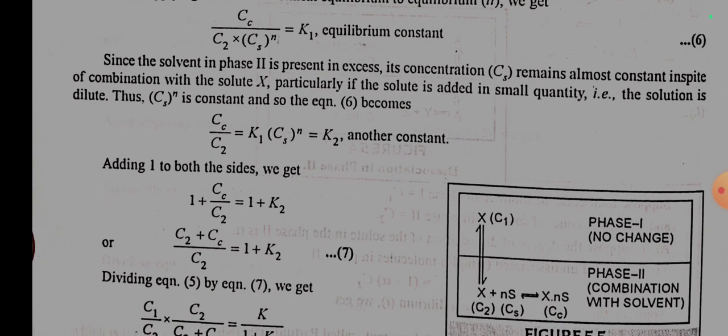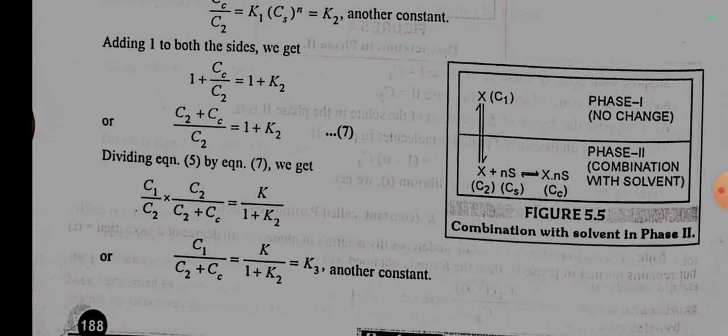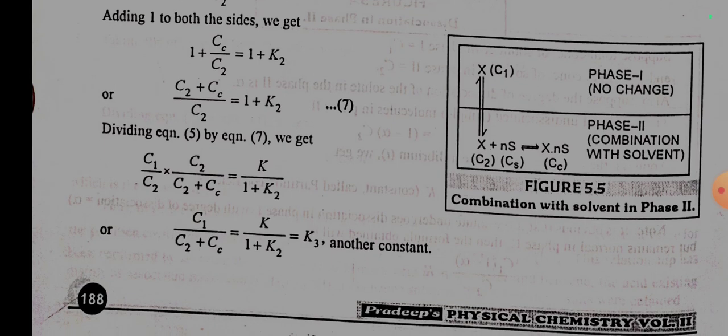Since the solvent in phase 2 is present in excess, its concentration Cs remains almost constant in spite of combination with the solute X, particularly if the solute is added in small quantity, that is, the solution is dilute. Thus Cs^n is constant, and so equation 6 becomes Cc/C2 = K1 Cs^n = K2, another constant. Adding 1 to both sides, 1 + Cc/C2 = 1 + K2, or (C2 + Cc)/C2 = 1 + K2.